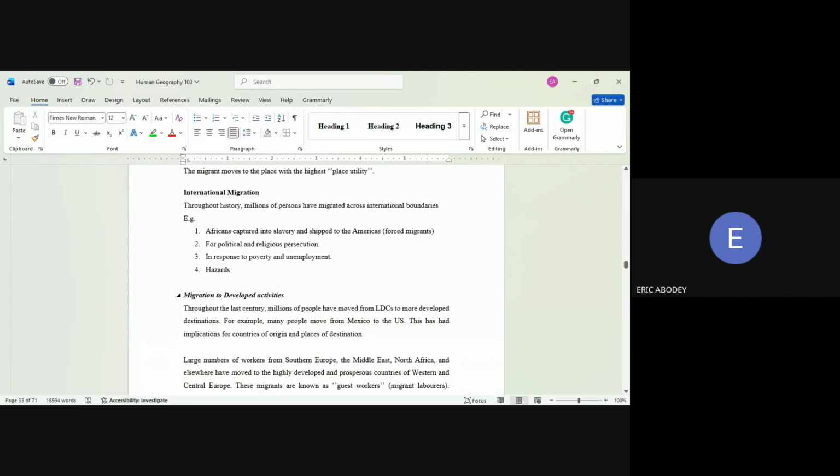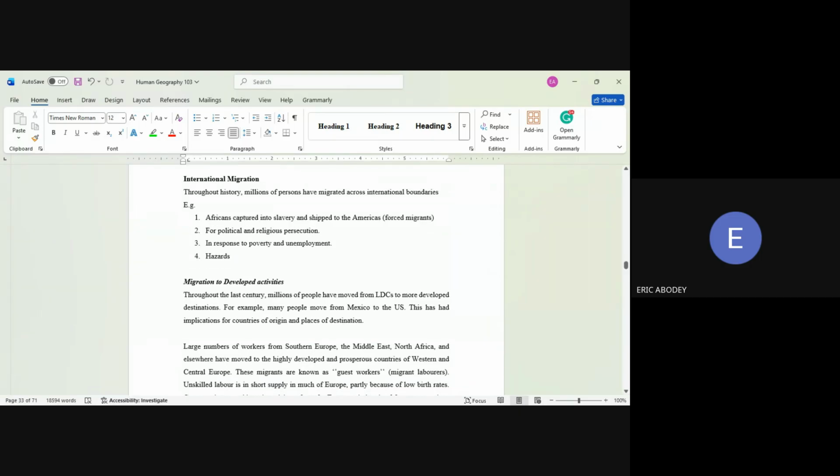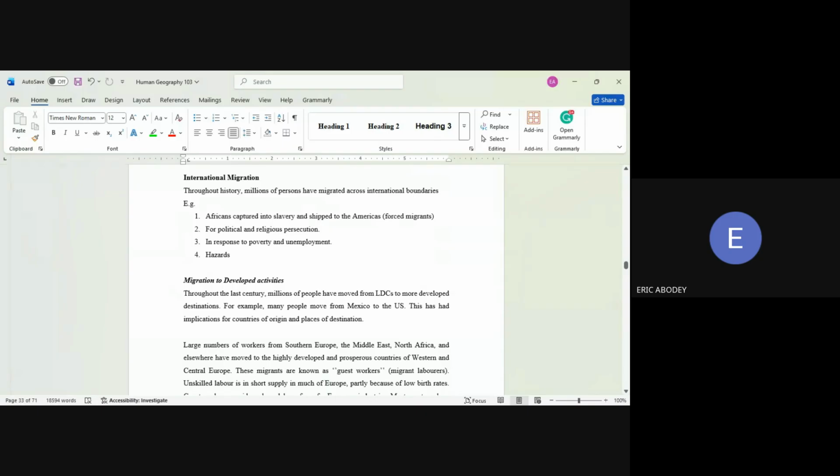Then we have what is called internal migration. Throughout history, millions of persons have migrated across international boundaries. Example, Africans captured into slavery and shipped into America. This is why sometimes I get upset when you get to the American embassy and they ask you, what are you going to do in America? You have shipped people's grandparents to your home country. Now they are going to visit them and they are asking them what they are going to do? When you were taking their grandparents away, didn't you know that their grandsons and daughters would wait for them? But that is one of the reasons.